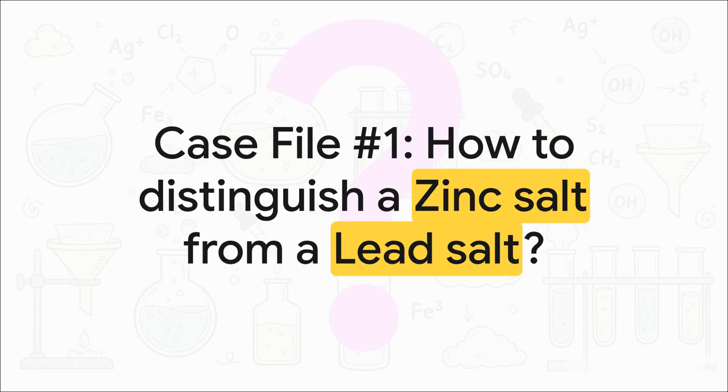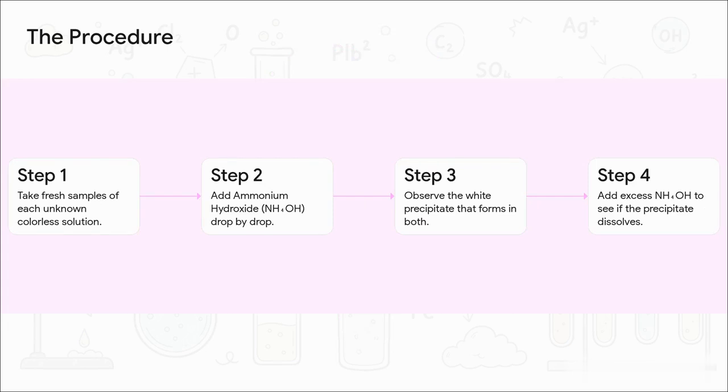You add a little bit of your strong interrogator, sodium hydroxide, to both of them, and you get a white precipitate in each one. You know one of them is zinc and the other is lead. So, what's the move? How do you figure out which is which? The key here is to bring in our subtle interrogator, ammonium hydroxide. So you grab fresh samples and you start adding it drop by drop. And at first, you're going to see that white precipitate form in both test tubes, no big surprise.